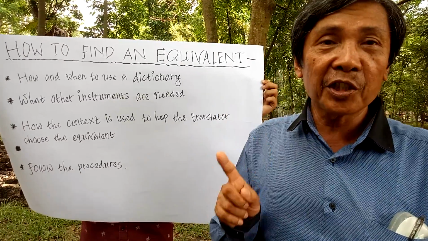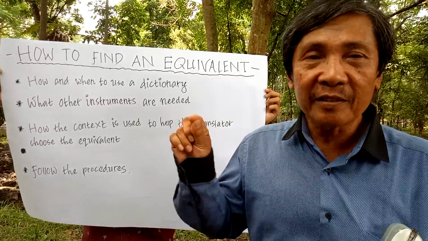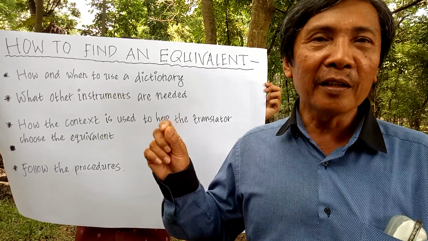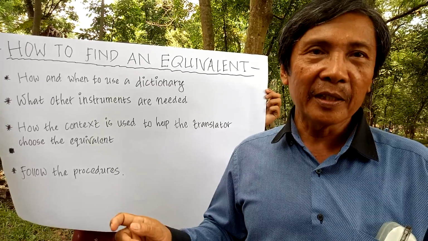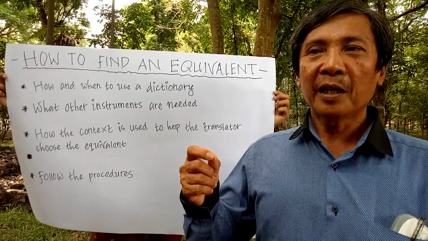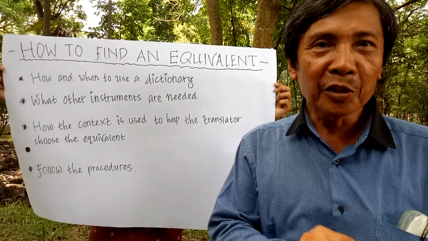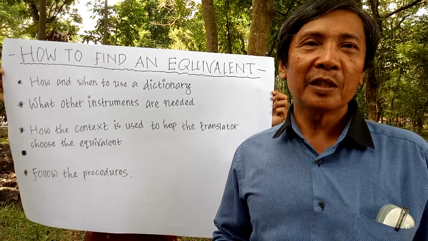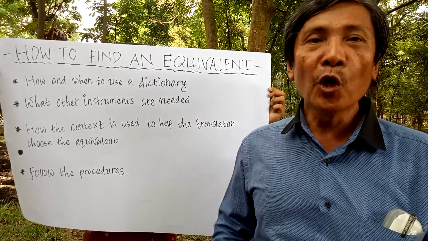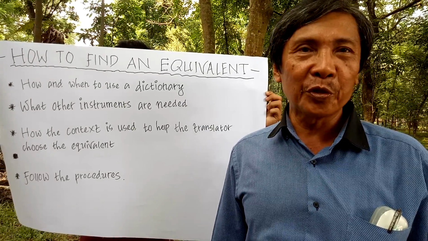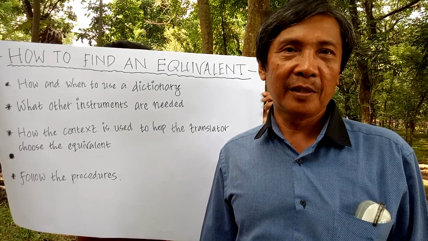Now, the simple procedure is you have to read the text entirely, completely, to understand it completely, because you cannot just start doing the translating by picking up the word in the source language and then find the meaning in the target language. Instead, you have to understand the whole text perfectly well, or otherwise you may lose the real equivalence.